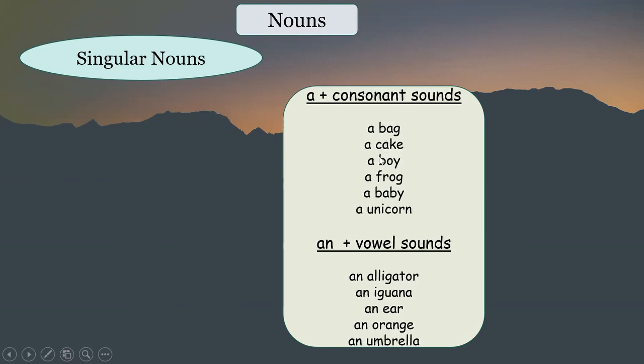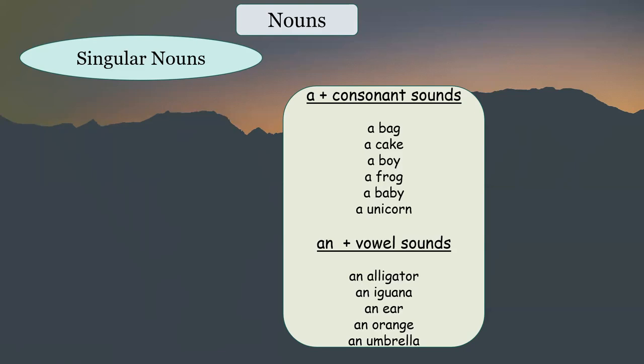A bag, a cake, a boy, a frog, a baby, a unicorn. Unicorn starts with a consonant sound, so I don't say it like that. A, E, I, O, unicorn, use AN? No. Yeah, it's really easy for you. Maybe you can get only 80% correct.